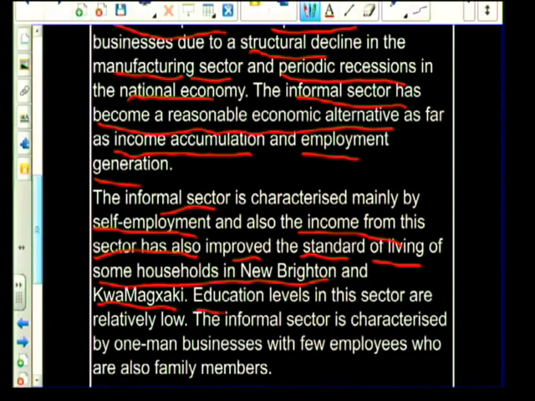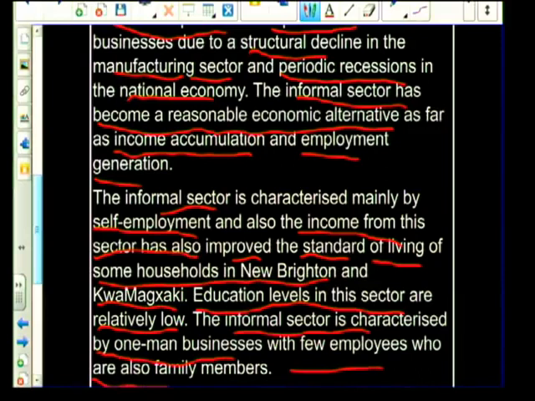All right, education levels in this sector are relatively low. Okay, a problem with this, not a high level of education. Doesn't mean they don't have ability. It's just that they didn't have the opportunity of education. And the informal sector is characterized by one-man businesses with few employees who are also family members. So it's just a one-man business in most cases. Some places where it's doing a bit better, it may employ one or two other people. But it doesn't employ a lot of people like the formal sector does.